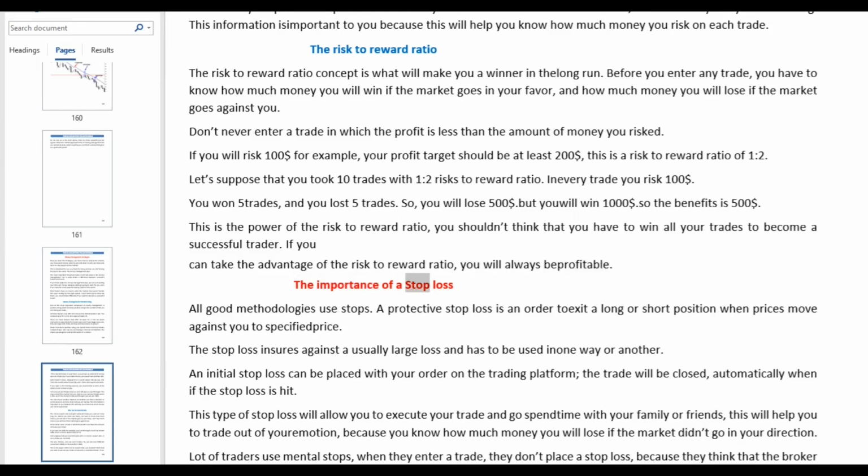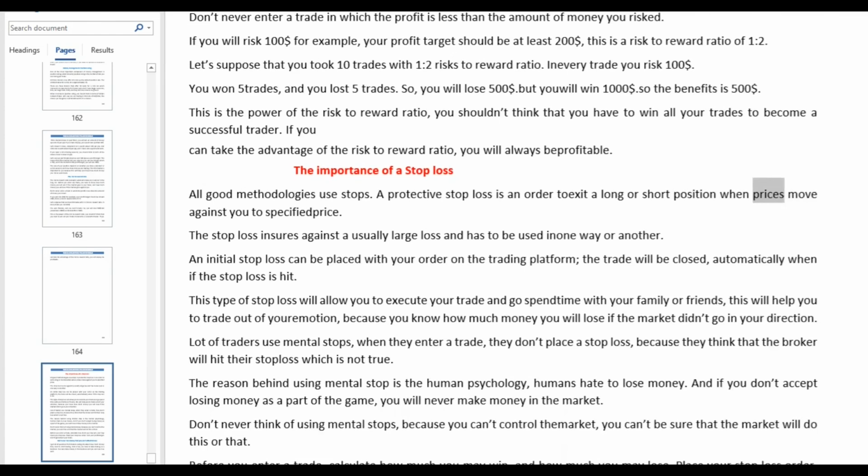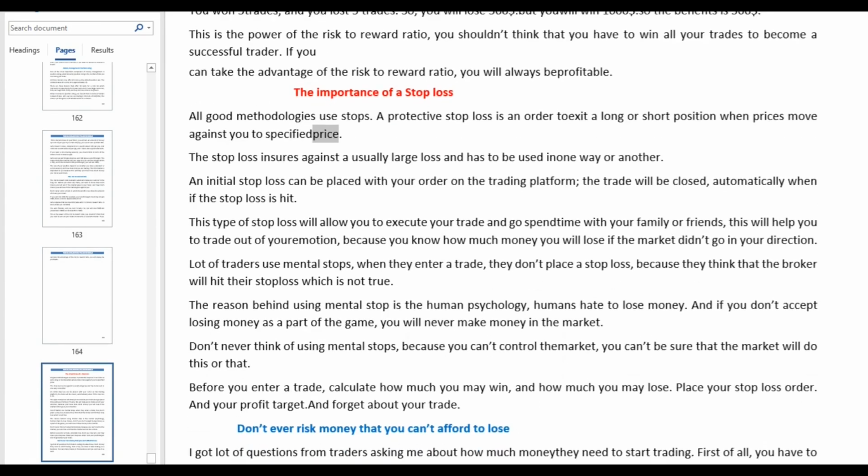The importance of a stop loss. All good methodologies use stops. A protective stop loss is in order to exit a long or short position when prices move against you to a specified price.